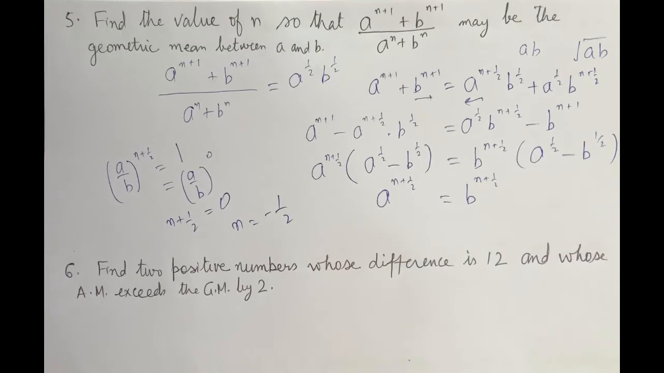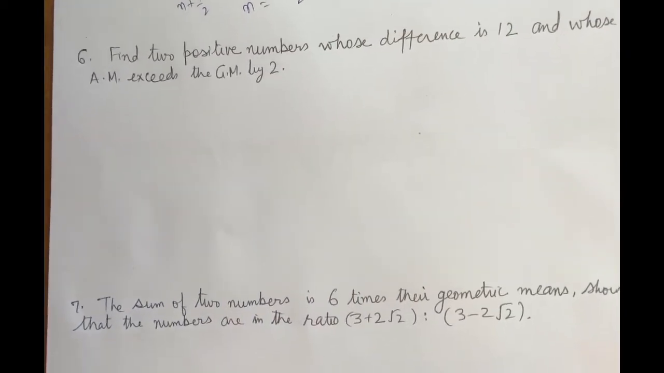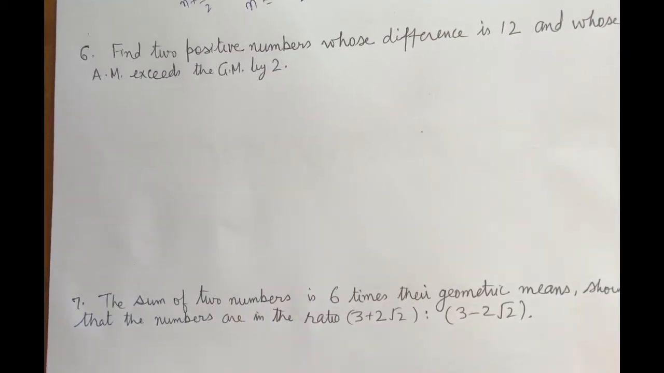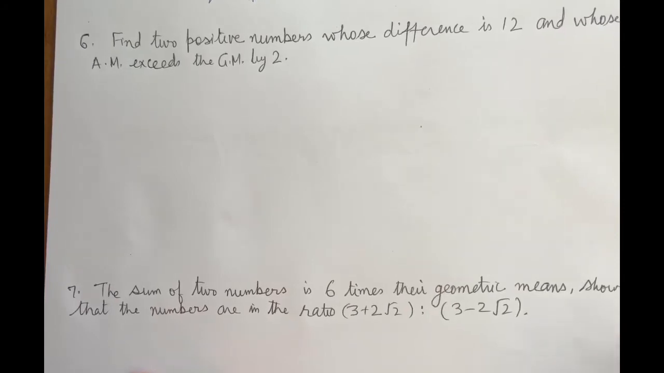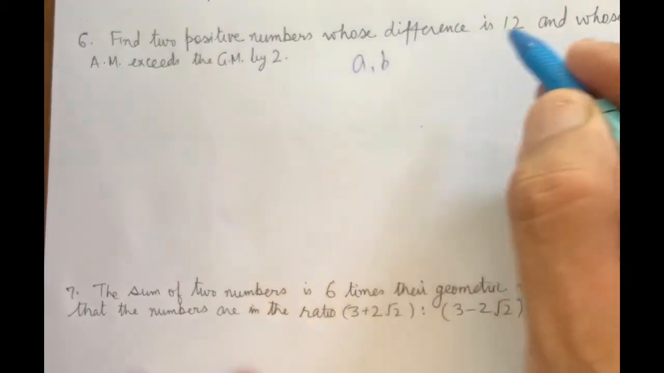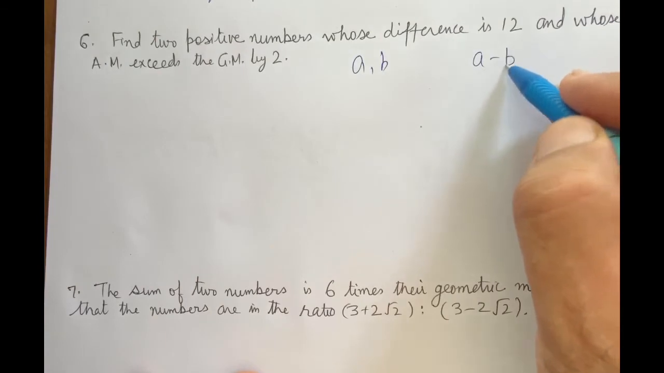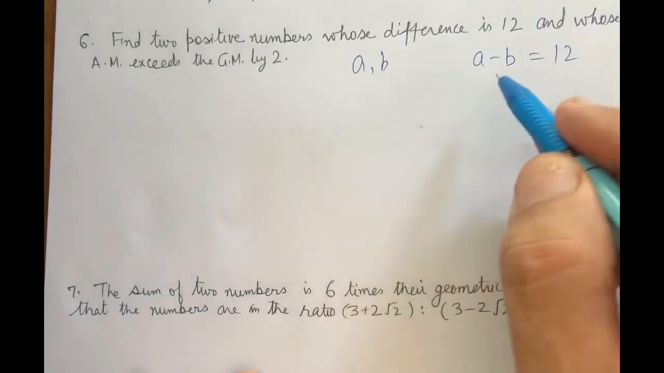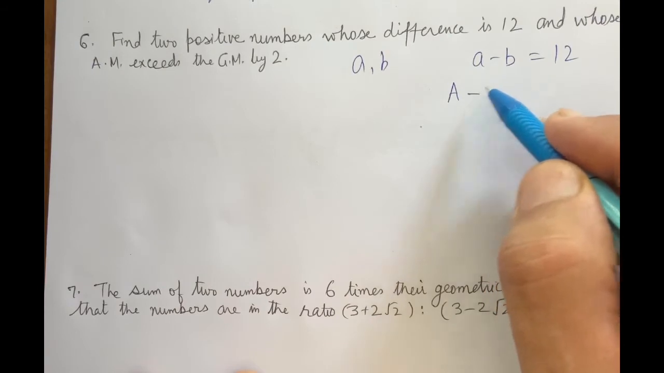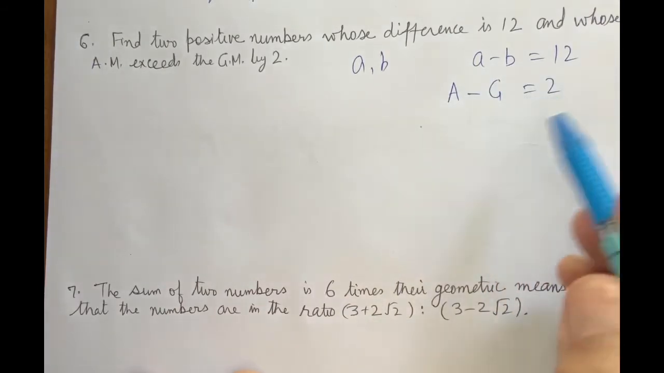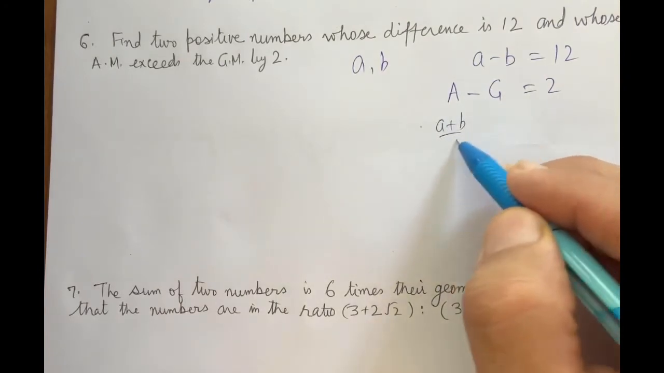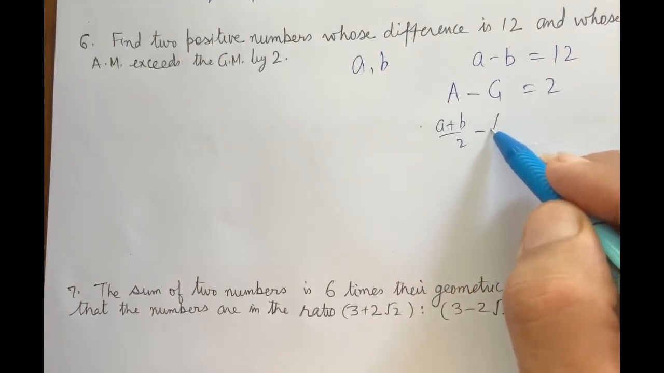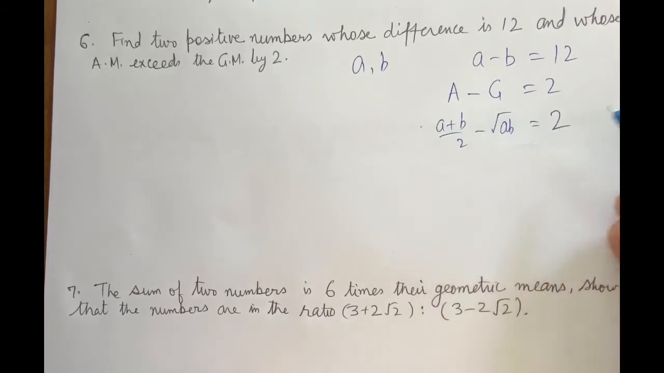The next one, we have to find two positive numbers whose difference is 12 and whose arithmetic mean exceeds the geometric mean by 2. So we can assume the numbers as a and b. Difference of numbers is 12, a minus b is 12. Arithmetic mean exceeds geometric mean by 2. That means arithmetic mean minus geometric mean is 2. Arithmetic mean is a plus b by 2 and geometric mean is root of ab. This is equal to 2.